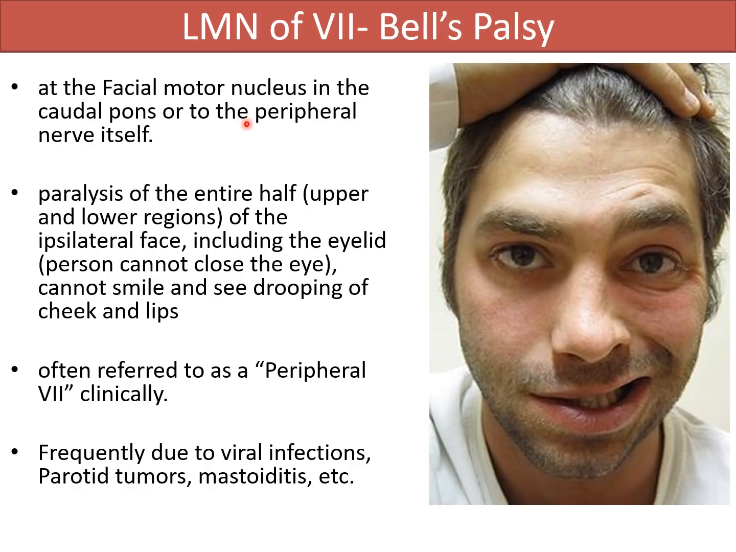Here's another person who has damage to the facial motor nucleus, and at that point, you influence the entire face. So this person, when asked to smile, cannot smile on the right side of his face and cannot wrinkle his brow on that side. And that's called the peripheral seventh. And it's most commonly due to viral infections, various tumors, parotid tumors, or mastoiditis.